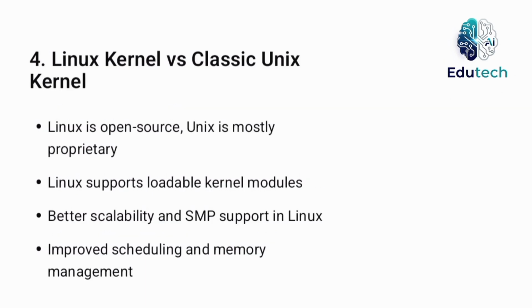Linux kernel versus classic Unix kernel. The classic Unix kernel was designed for simplicity and stability, whereas the Linux kernel is highly modular, scalable, and supports a wide range of hardware platforms. Linux provides better support for multi-threading, multiprocessing, SMP, loadable modules, and advanced scheduling. While Unix systems are often proprietary, Linux is open source, allowing continuous improvement and community-driven development.